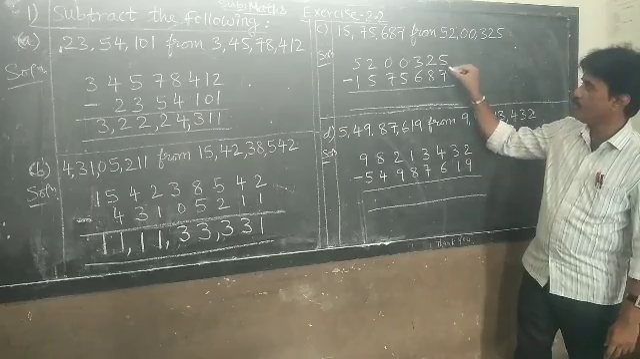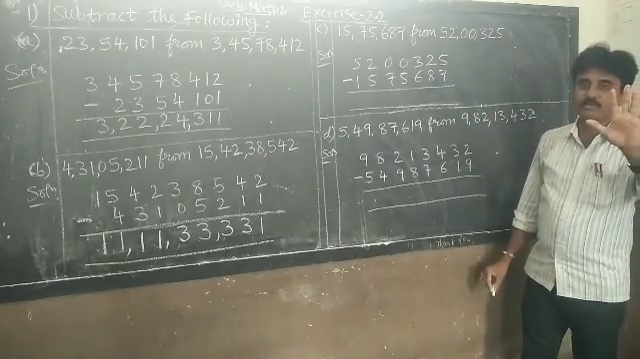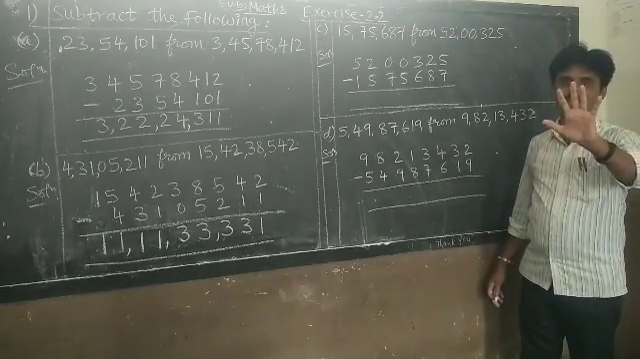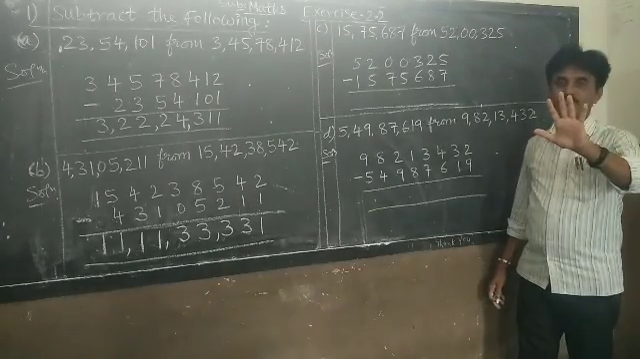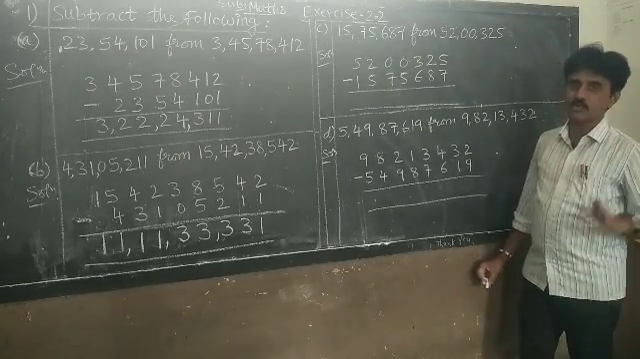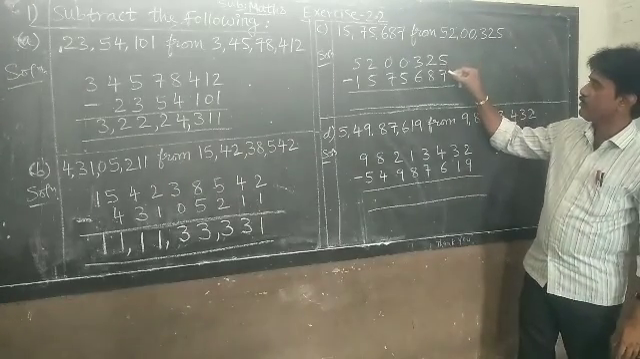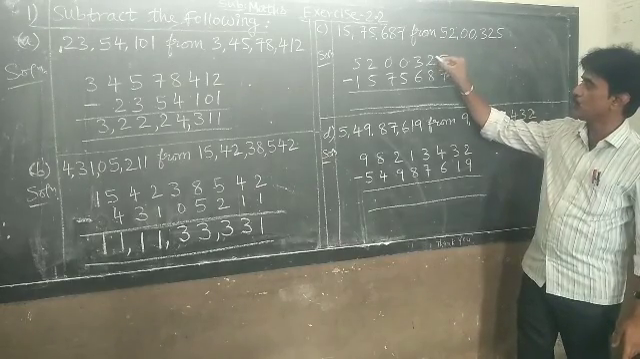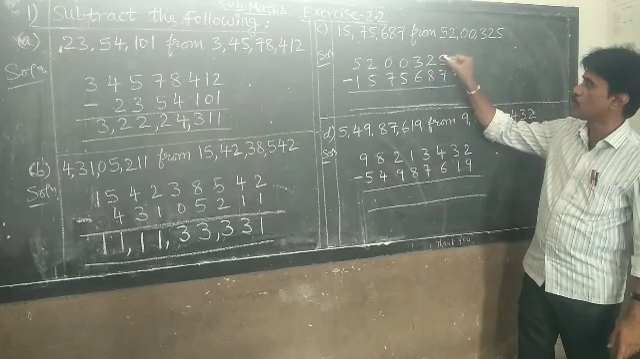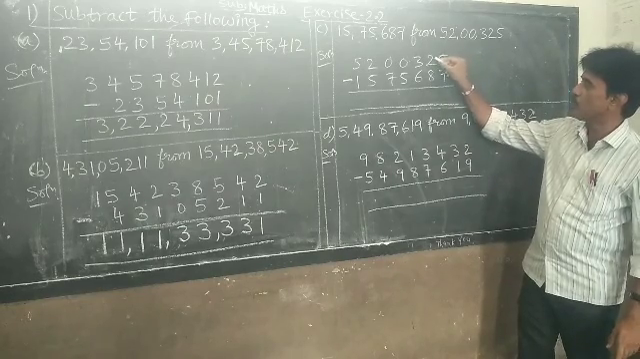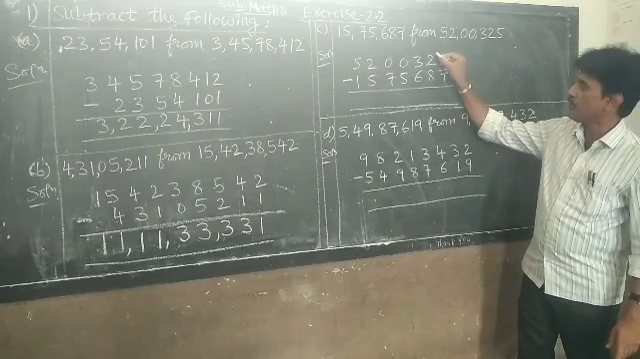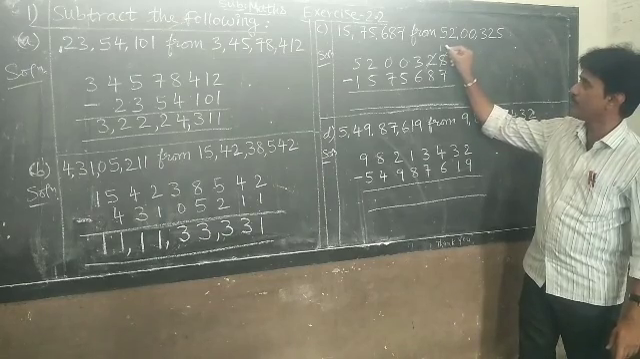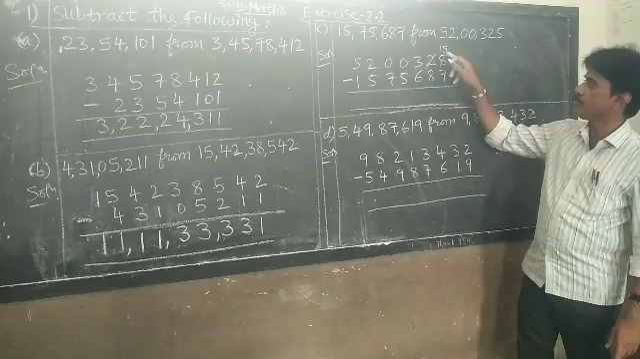Now subtract. 5 minus 7. See, 5 is a small number, and you must remove 7 from it, which is not possible. So what do you have to do? Go to the tens place. The digit there is 2, so you should borrow 1 from 2. After borrowing 1, this 5 and 1 becomes 15.